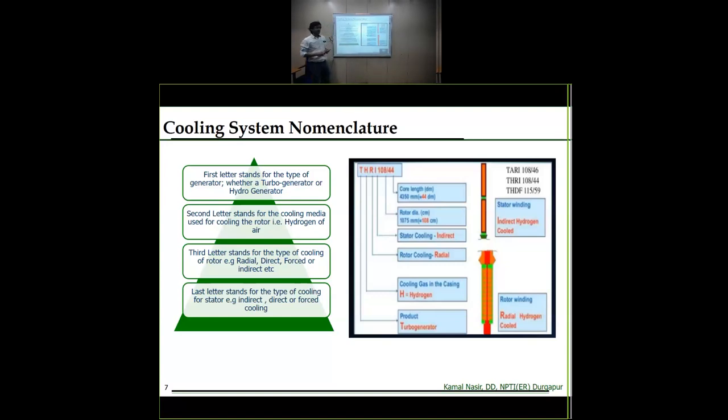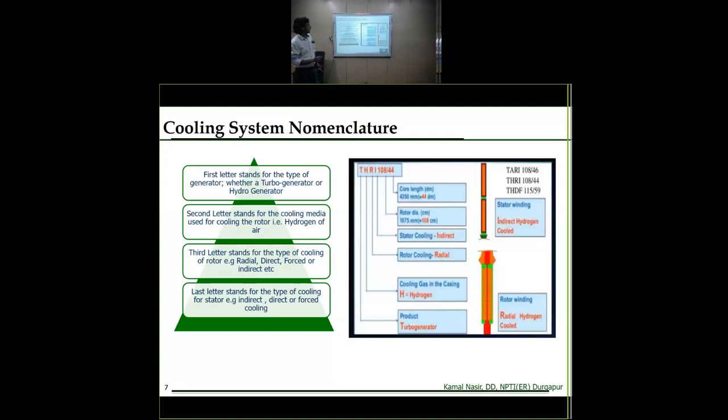And the stator will be cooled indirectly by the water flowing in the tube. There will be no direct contact between winding and the tube. So water in the tube. So this nomenclature will be depicted in all the generators that we are having, whether it is hydro or whether it is turbo generator.